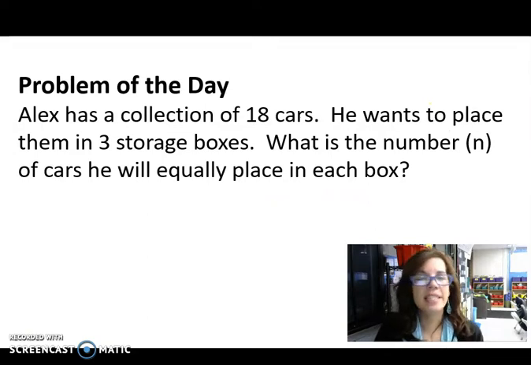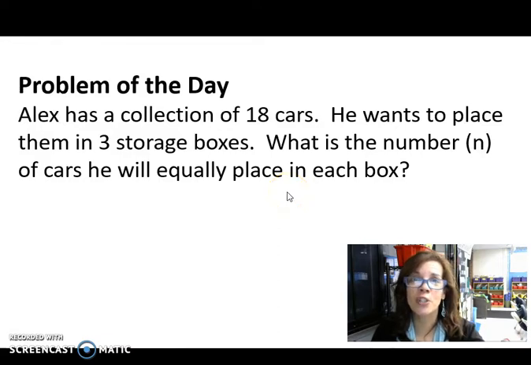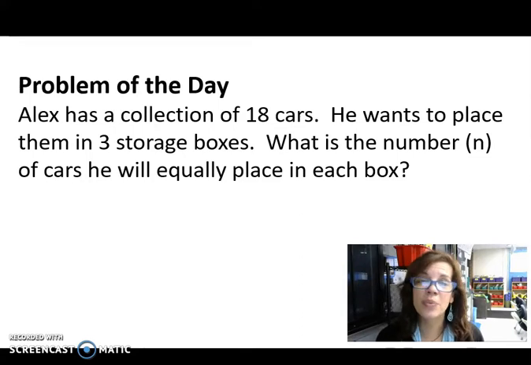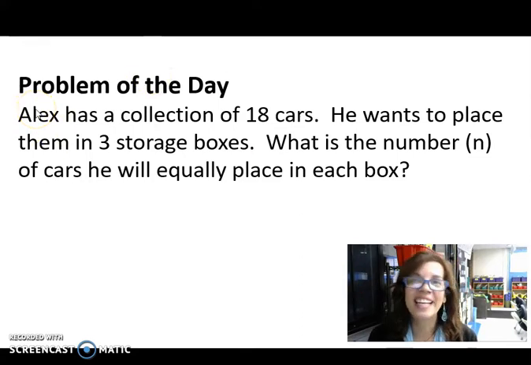Another problem. In this case, we have Alex. Alex loves to collect. We've been working so hard on our collections. We saw the dragon collection that my friend did for us as we started our opinion writing. And you guys brought your collections in your bags. In this case, we have a student named Alex. Hi, Alexander. That has a collection of 18 cars. He wants to place them in 3 different boxes.